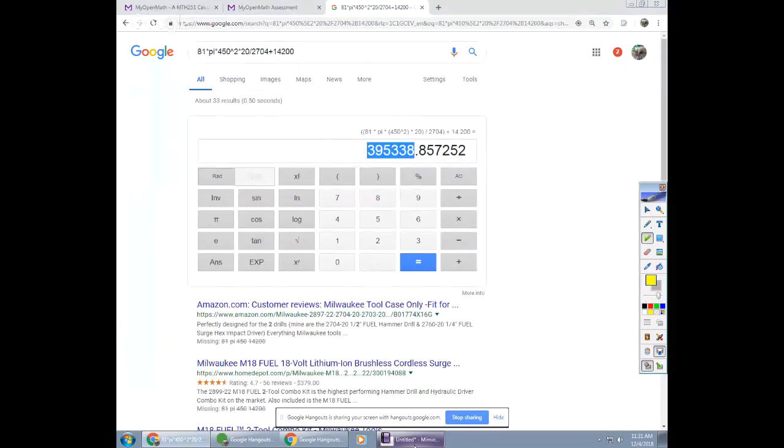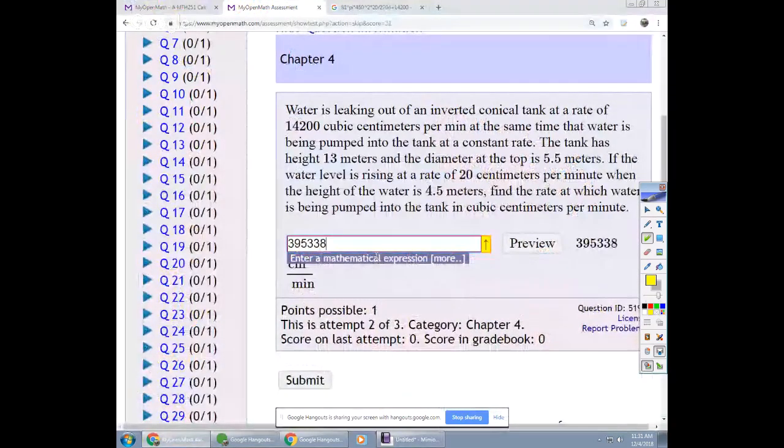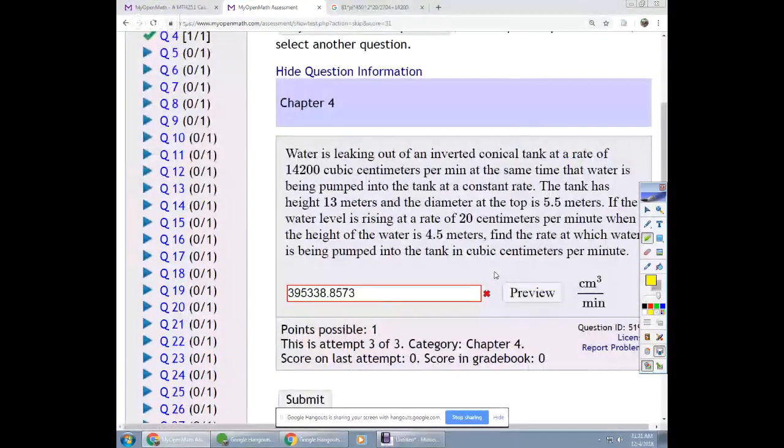All right, more decimal places then. 8573. Oops, wrong button. You deleted a number. Nope, I have an error somewhere else. What? I got mine right. Huh. Must be my work.